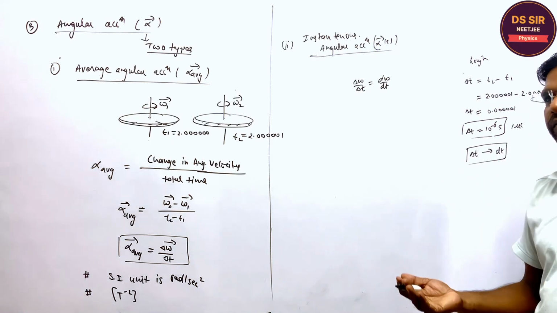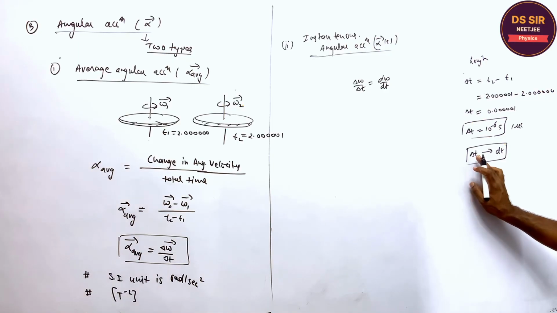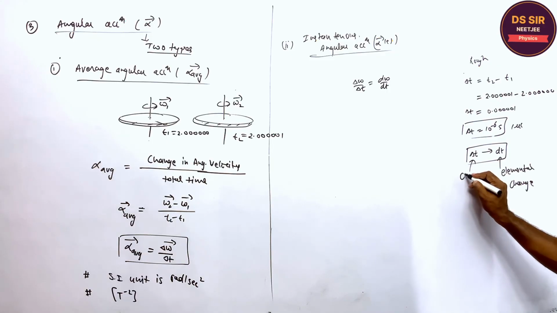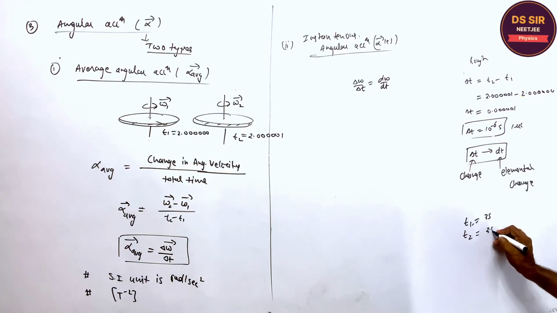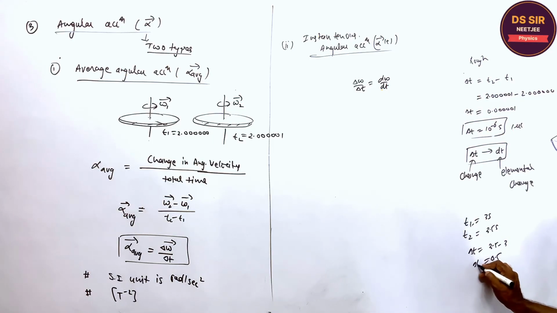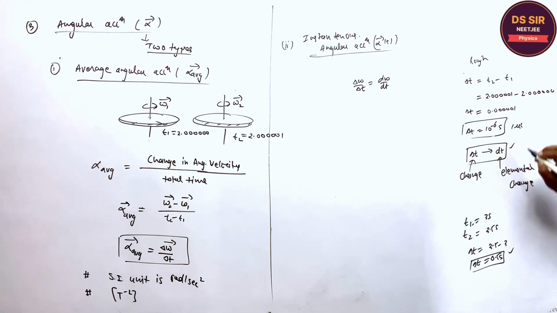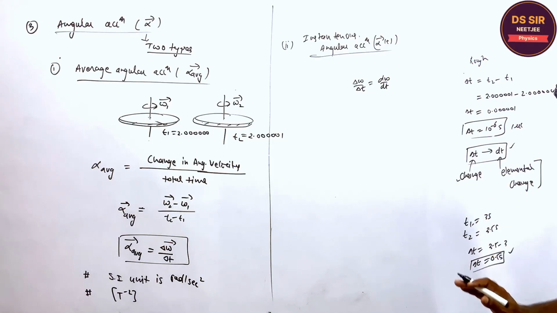Although this is a part of differentiation in mathematics, we use it also in physics. Delta t becoming dt is called the elemental change, and delta is called the simple change. Suppose t1 is 3 seconds and t2 is 3.5 seconds. Then delta t is 3.5 minus 3, which is 0.5 seconds. This is called delta and this is called d, or differentiation. Are you getting it or not?